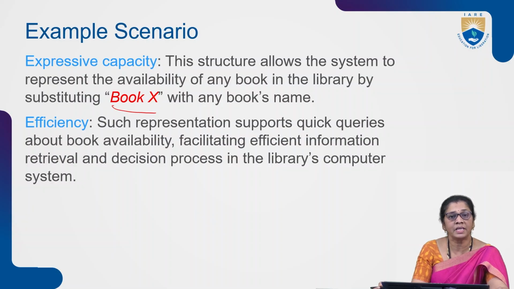So whenever the data is stored in the database, whether a particular book is available or not, retrieving this information in logical form makes it very easy to understand, express, and make a decision about whether the book is available or not. If it is not available, what decision does a particular person have to take?